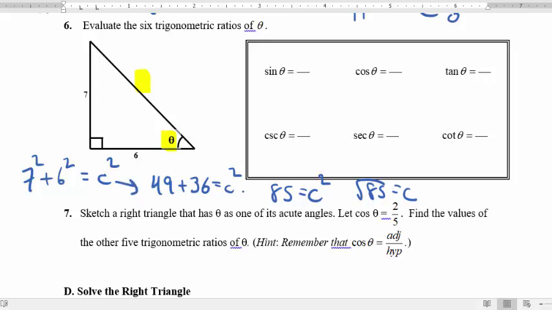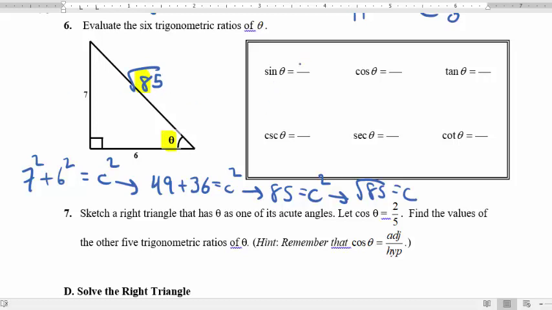So we might call this arrow math, right? Instead of working down, I'm working across. So I'm just saying this means this, means this, means this. So c is then the square root of 85. So now that I have all three sides, I can just write the ratios, right?